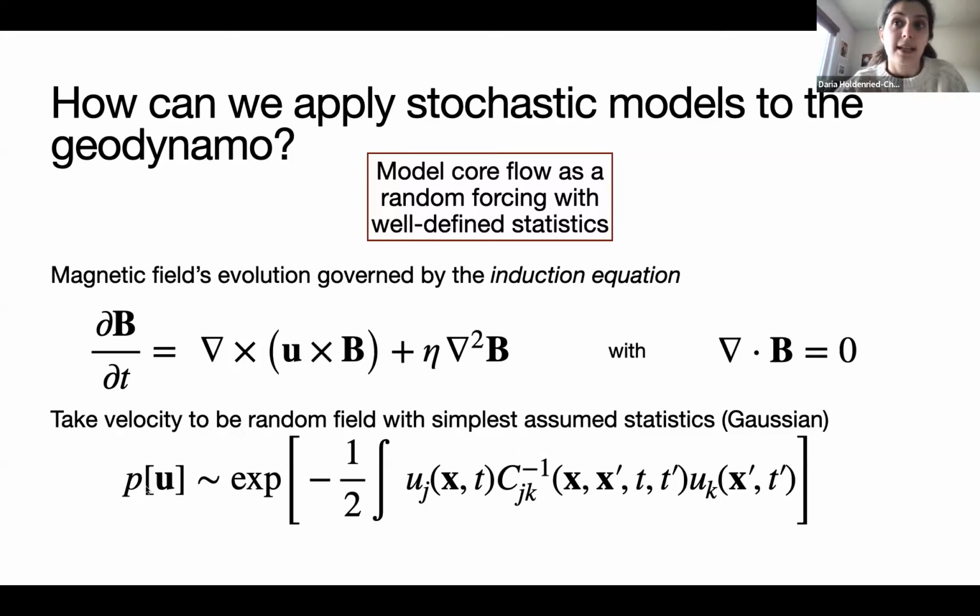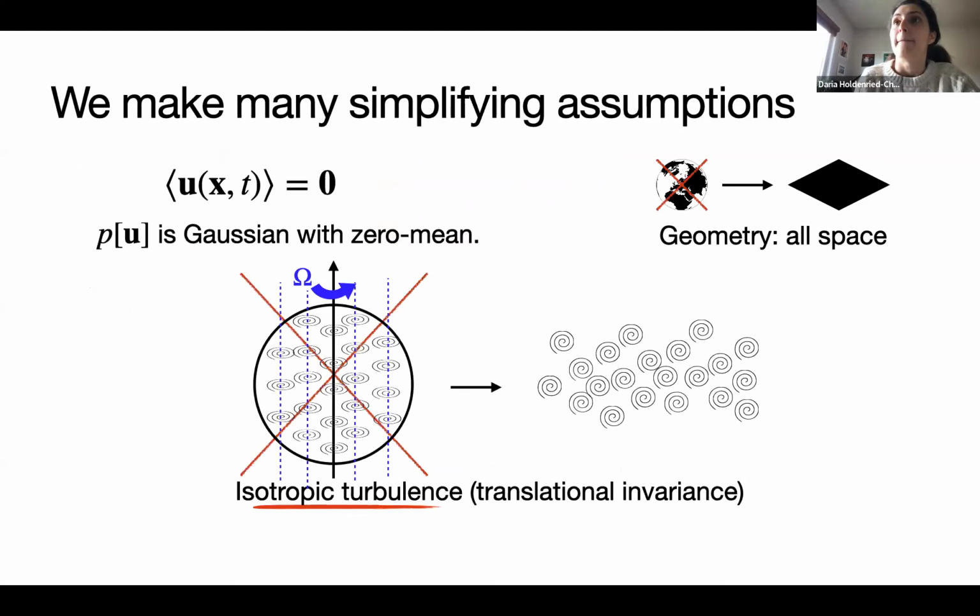And what does that mean? It means that the probability distribution of this velocity has the following form. So it's an exponential with a quadratic term in the velocities. And the velocities talk to each other via this correlation function, which depends on space and time. Now, that's already quite a simple model, but we need to make even more assumptions to try to make progress.